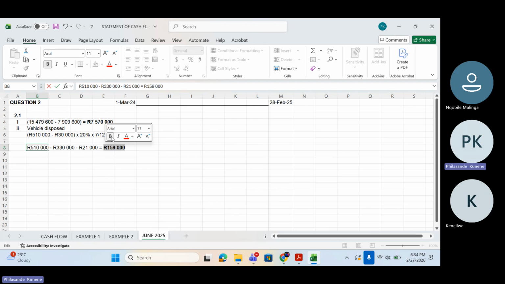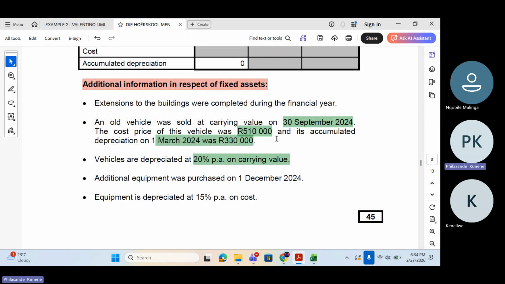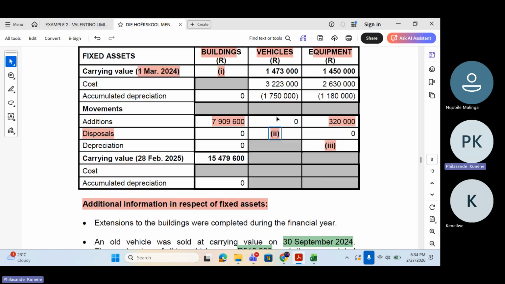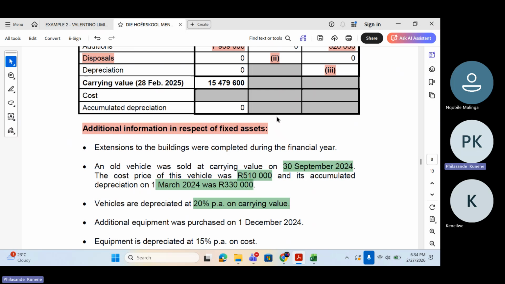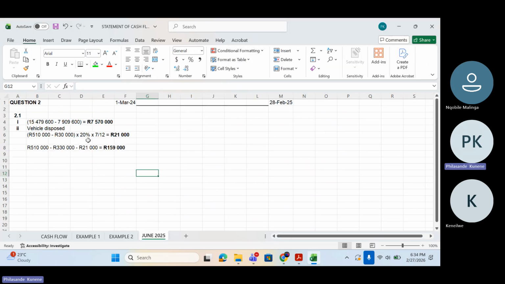Can we move on to the next one? We needed a carrying value, obviously. Yes, we needed the carrying value of the vehicle that was disposed, which means we're taking the cost, then we subtract the accumulated depreciation at the beginning, and then we also subtract the 21,000. That's very good, Kinelwe. And then we're moving to the third one.